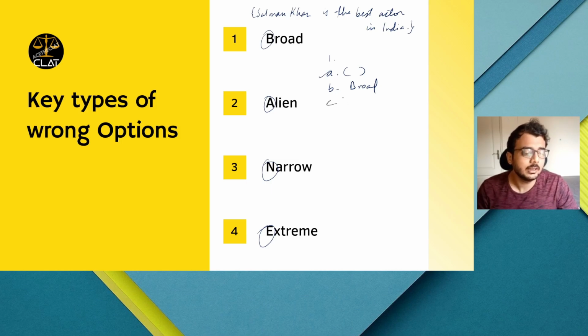For the alien option, I would have said that Salman Khan is the best actor of Pakistan or the neighbors of India. Salman Khan is the best actor in the neighboring countries of India. This would also be incorrect. And what did I use here? Alien.